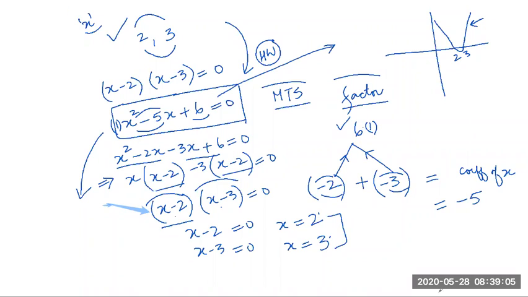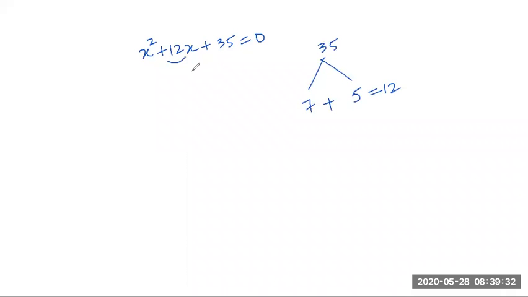Now, if I do one more sum very quickly, let us say I have x square plus 12x plus 35 is equal to 0. How will you do middle term splitting? Take 35, multiply into 1, and find the factors 7 and 5. 7 plus 5 is equal to 12, that is the coefficient of x. So this is how you do it. Thank you very much.